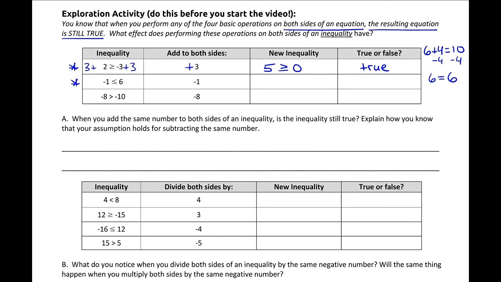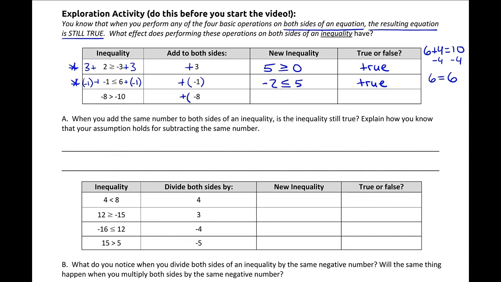For our second one, we have negative 1 is less than or equal to 6, and I'm going to add a negative 1 on both sides of that. So my new inequality is negative 2 is less than or equal to 5. And that's true because I do know that negative 2 is less than 5. So that is a true statement.